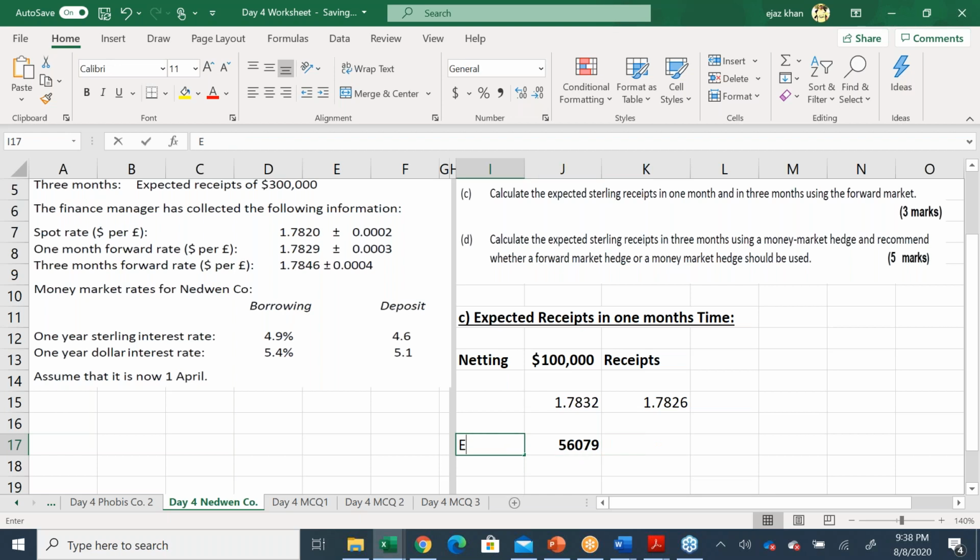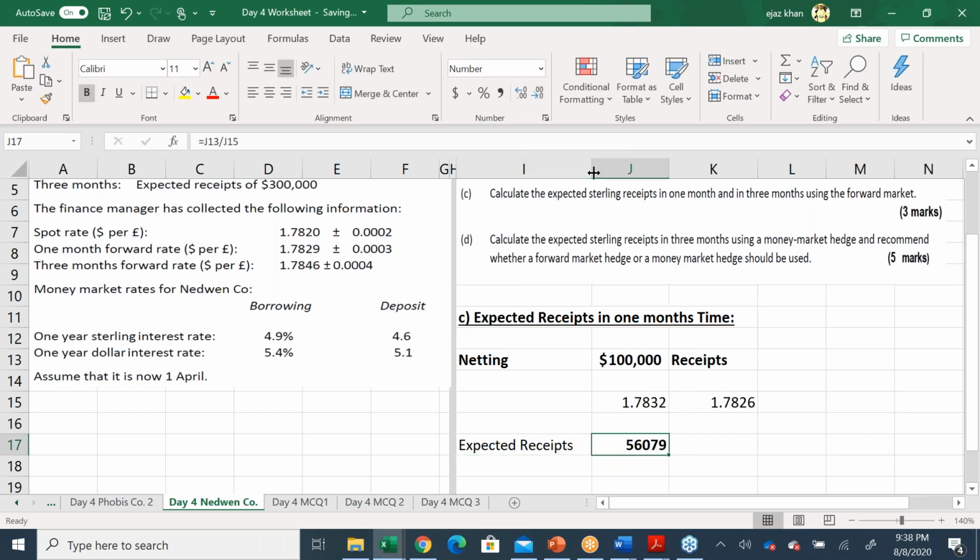So the expected receipts will be 56079 pound sterlings. That's the answer.